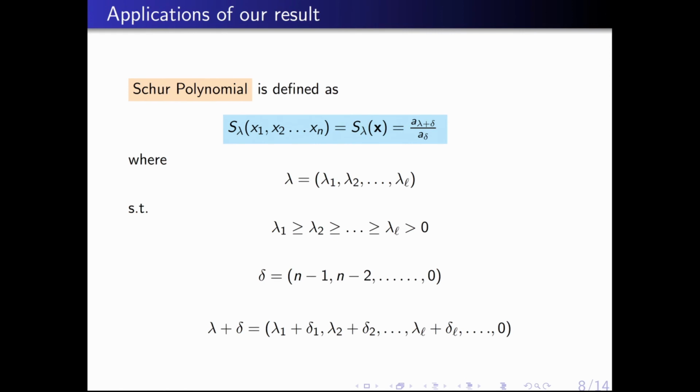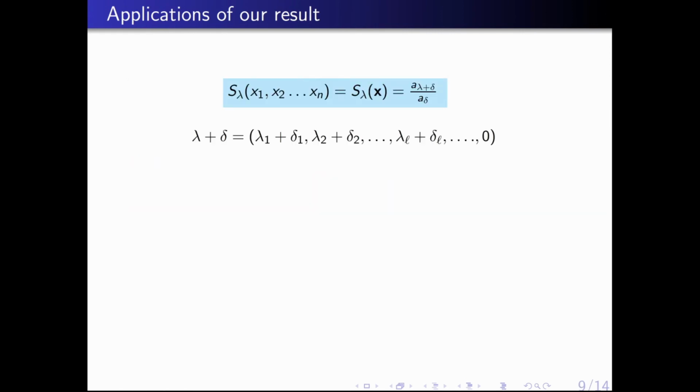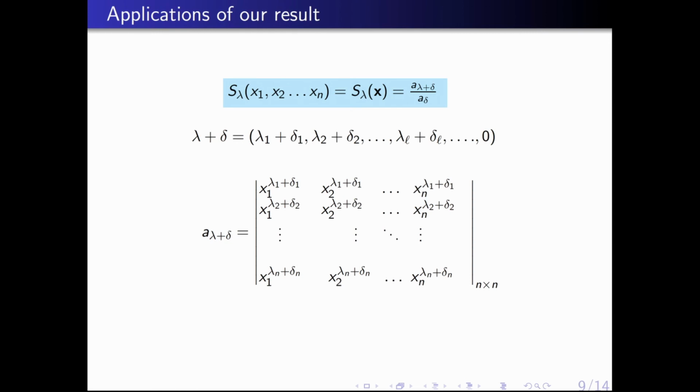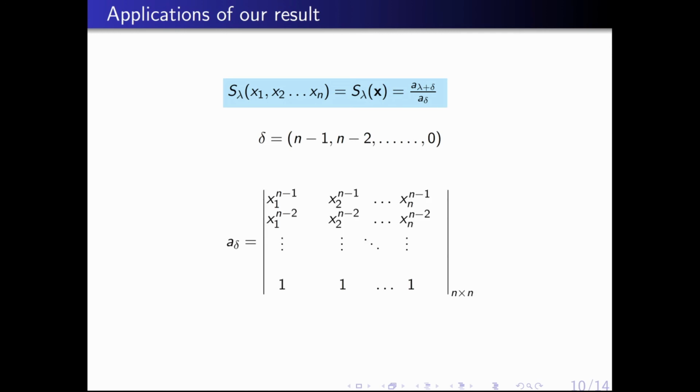Now let's see what A of lambda plus delta is. For that, recall the definition of generalized van der Monde determinant. Now if you replace these t_i's by lambda_i plus delta_i, then that will precisely give you A of lambda plus delta. And note that here lambda plus delta satisfy the conditions that are posed by t_i's, that is, they are strictly increasing. Basically, A of lambda plus delta is a generalized van der Monde determinant. Now, what is A of delta? A of delta is by replacing each t_i by n minus i, which precisely gives you the principal van der Monde determinant.